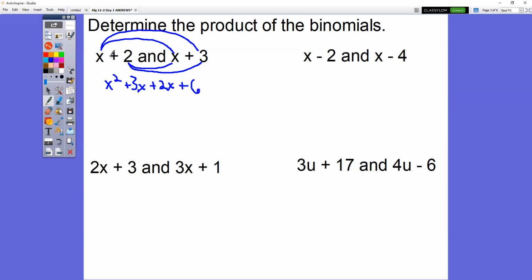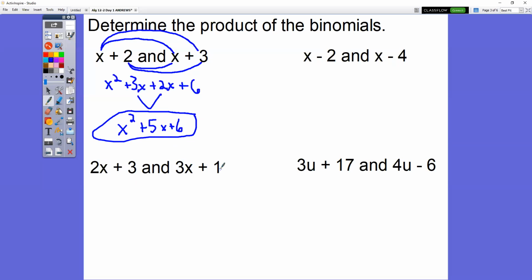Now notice that how I drew this, I was actually doing the double distributive property at the same exact time. You're multiplying both of the terms here by x, and you're multiplying both of the terms here by 2. It's essentially the same exact thing. So then you end up with x squared plus 5x plus 6. Notice that that is in standard form with our highest exponent first.